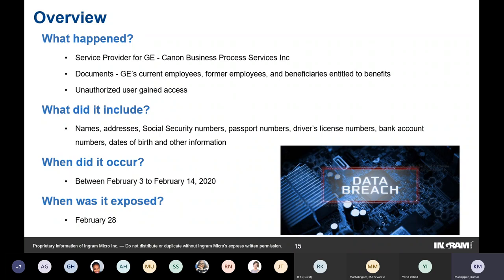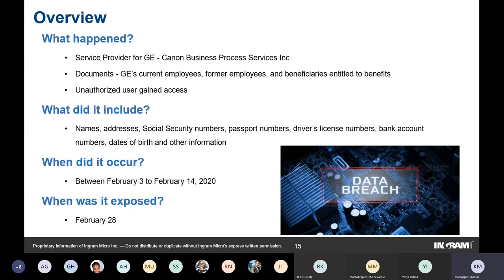It included names, addresses of the individuals, social security numbers, their password details. It included everything that is needed for identity theft. Anybody in this world, if they get all this information, can pass themselves off as someone else. Because this world is more digital, it is data driven, so with this information, you can impersonate anyone else.